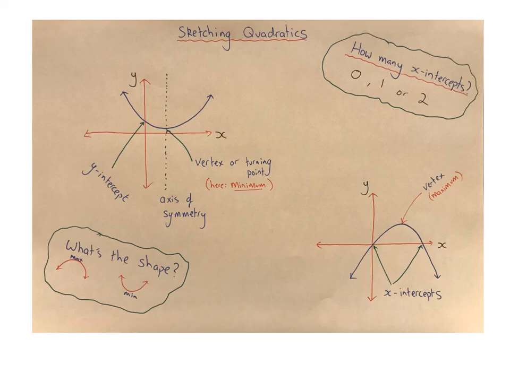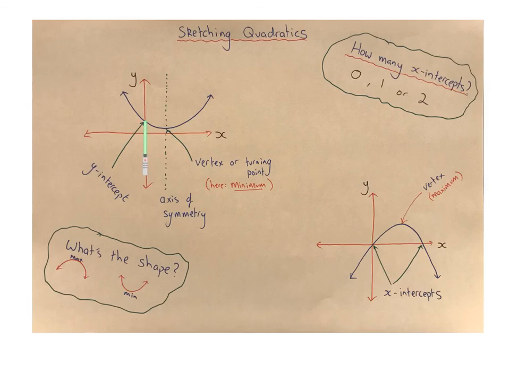Now we're going to be looking at sketching quadratics. So remember, the graph of a quadratic has a parabolic shape that may open upwards or open downwards. Another key feature of this shape is if it opens upwards, we have a minimum vertex or turning point in the graph. If it opens downwards, we have a vertex that is a maximum. So here we see a maximum y value for this graph.